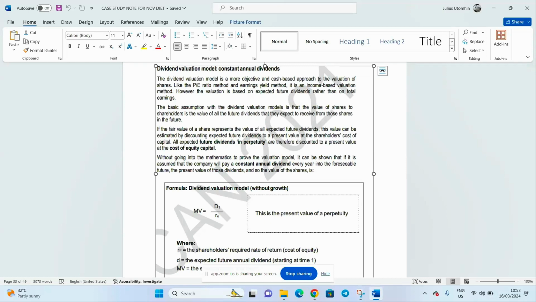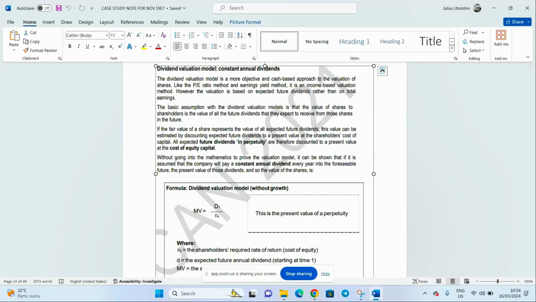The dividend yield method is a more objective and cash-based approach to the valuation of shares. Like the price earning ratio method and earning yield method, it is an income-based valuation method. However, the value is based on expected future dividends rather than on total earnings. The basic assumption with the dividend valuation models is that the value of a share to a shareholder is the value of the future dividends that they expect to receive from those shares. If the fair value of the share represents the value of all expected future dividends, this value can be estimated by discounting expected future dividends to a present value at the shareholder's cost of capital.